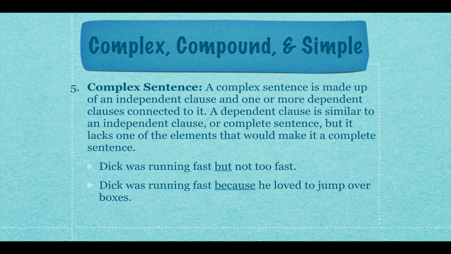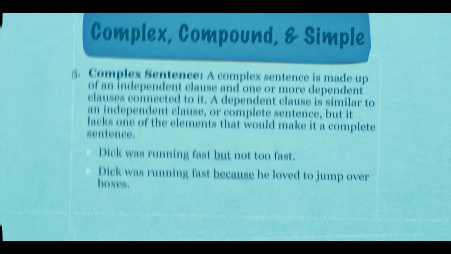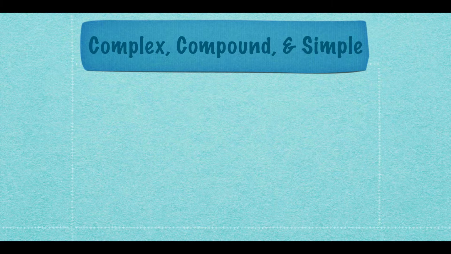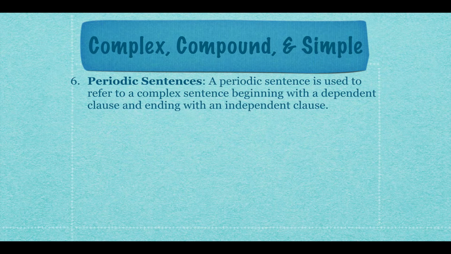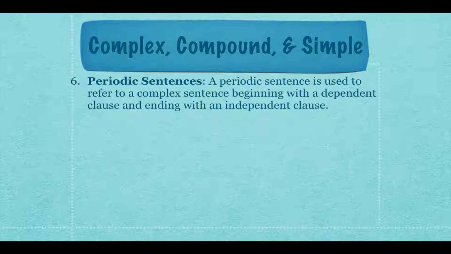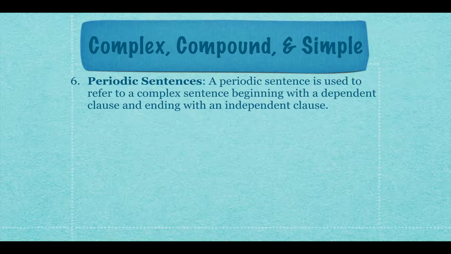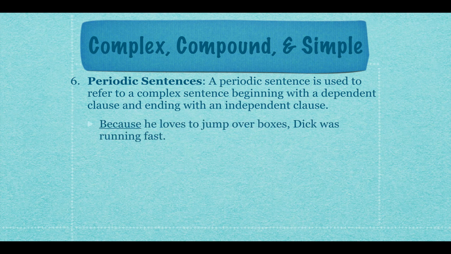So then once you have those three basic sentence styles, you can start to be creative in the way you structure your sentences. For example, there's a periodic sentence. A periodic sentence is used to refer to a complex sentence beginning with the dependent clause and ending with the independent clause. So we can just take our last sentence and switch it around. Because he loves to jump over boxes, Dick was running fast. So now we've put our independent clause first.